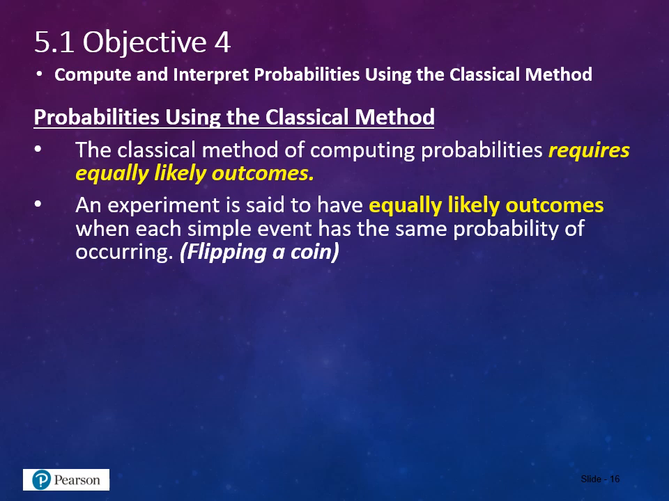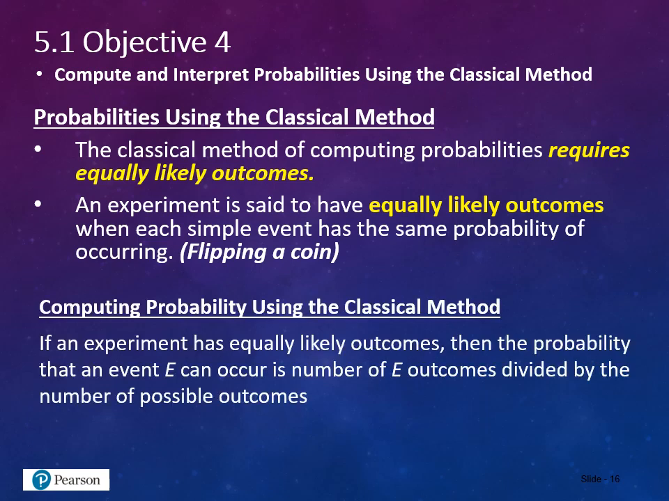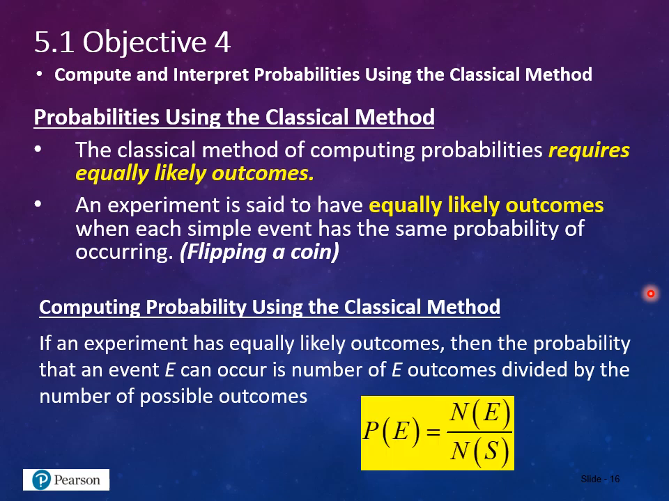An experiment is said to have equally likely outcomes when each simple event has the same probability of occurring. For example, flipping a coin. Heads has an equally likely outcome, or an equal chance of happening, as tails does, and vice versa. Okay? Computing probability using the classical method: if an experiment has equally likely outcomes, then the probability that an event E can occur is the number of outcomes of the event E divided by the number of total possible outcomes.